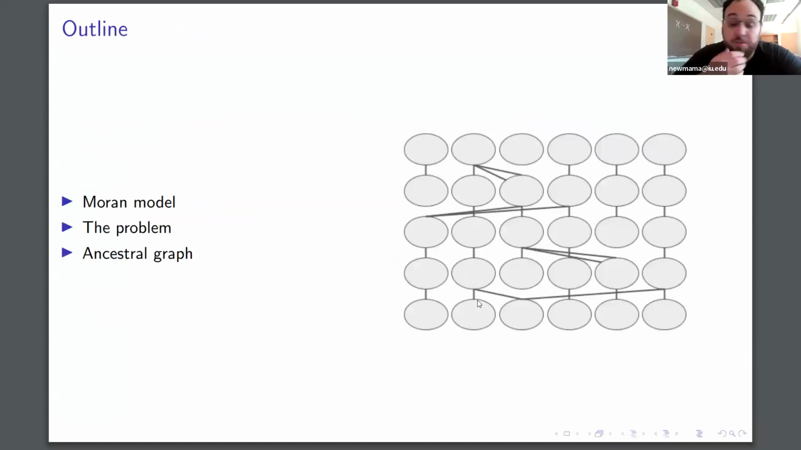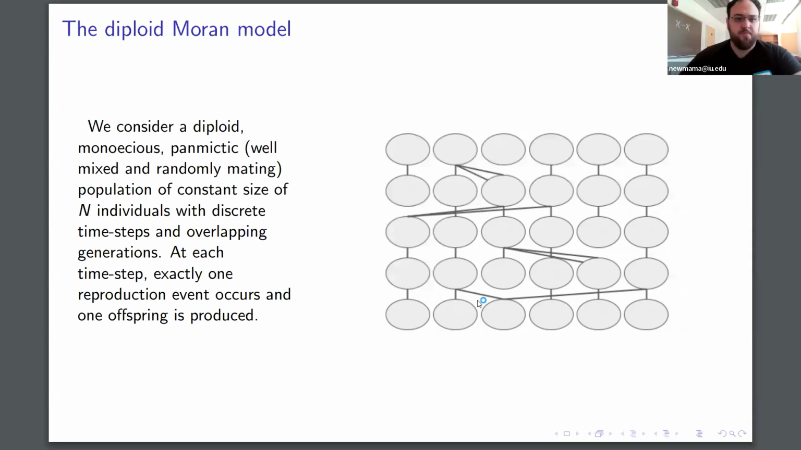So, what's the general structure of the talk? Well, the basic outline is I'll introduce the Moran model and introduce the problem that I want to talk about: pairwise coalescence times, conditional on the pedigree, and the relationship this has to ancestral graphs.